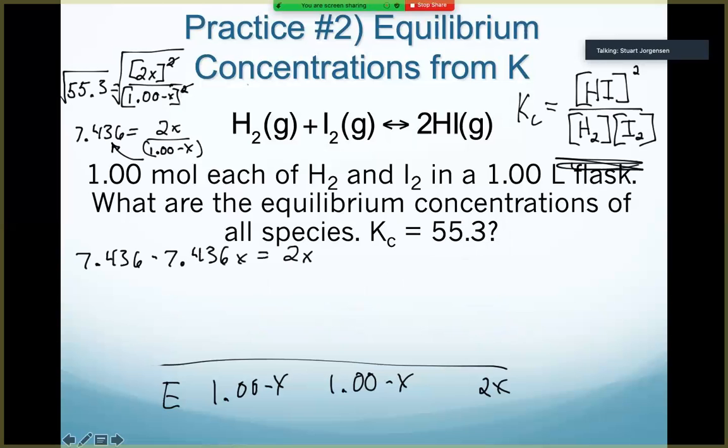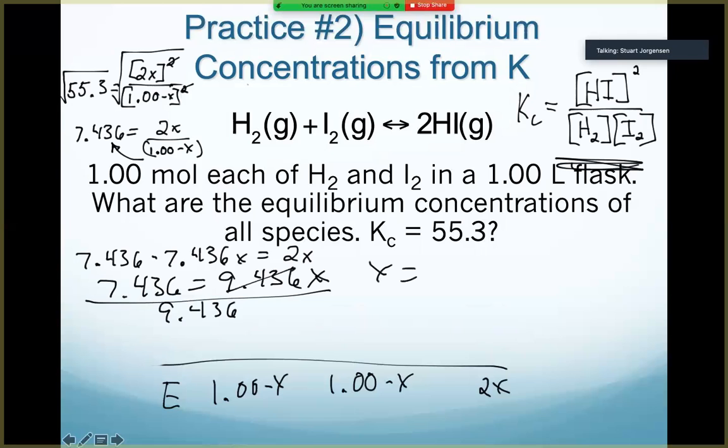Now we can combine like terms. We're going to add over that 7.436x. So we got 7.436 is going to equal 9.436x when we combine. And then we can divide everything by 9.436 to get x by itself. 7.436 divided by 9.436. And we get 0.788. 3 sig figs, I believe. Nope, it was a 7. 0.788.